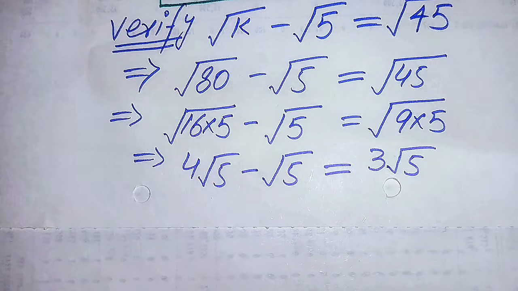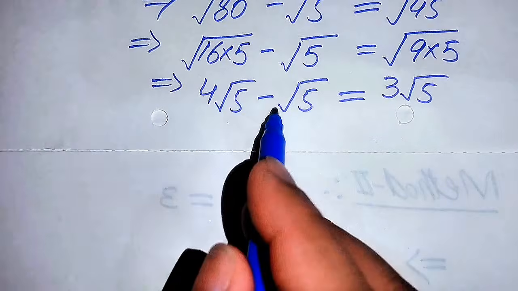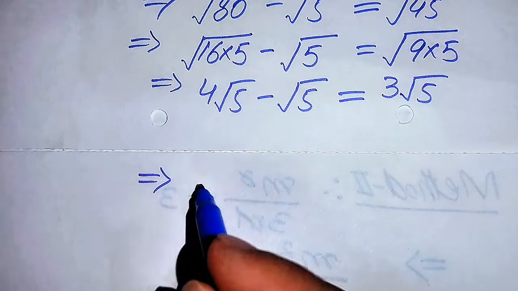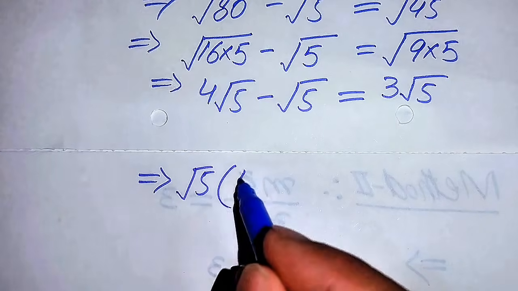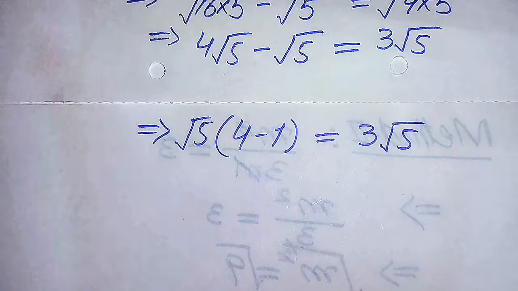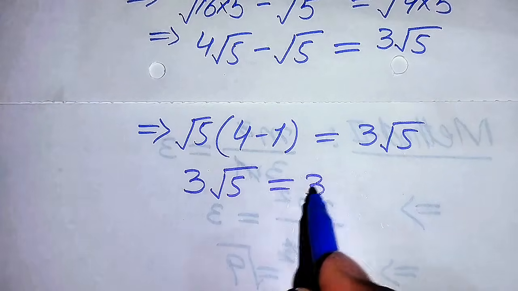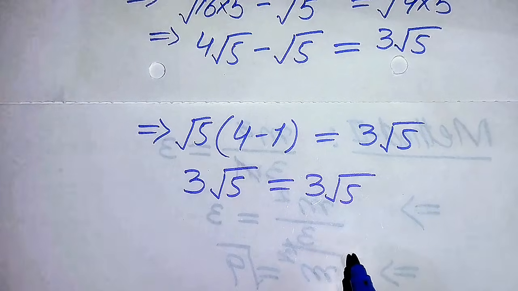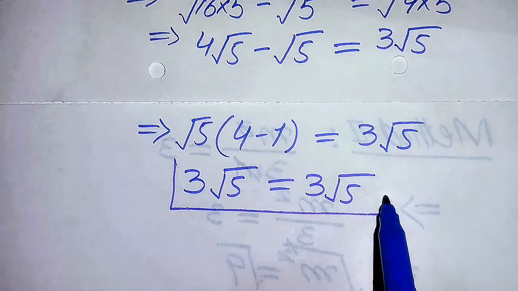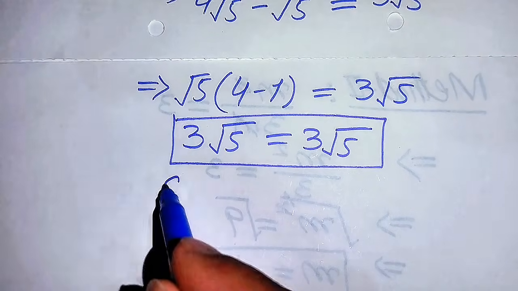And now in the next step we need a little bit of simplification, and we obtain: first we take common square root of 5, and the remaining values are 4 minus 1, is equal to 3 times square root of 5. Here 4 minus 1 becomes 3 times square root of 5, is equal to 3 times square root of 5. So this shows that both of the sides are equal. It means that the value k equals 80 satisfies our given question statement.